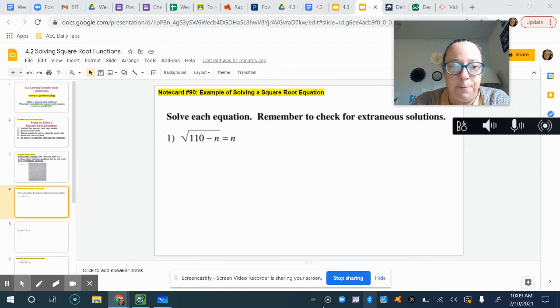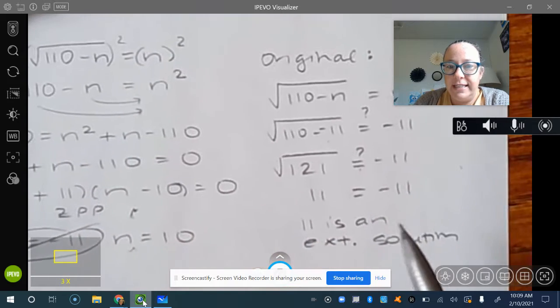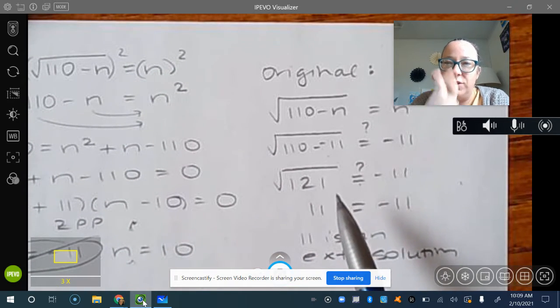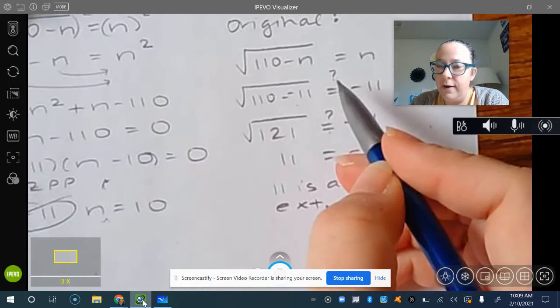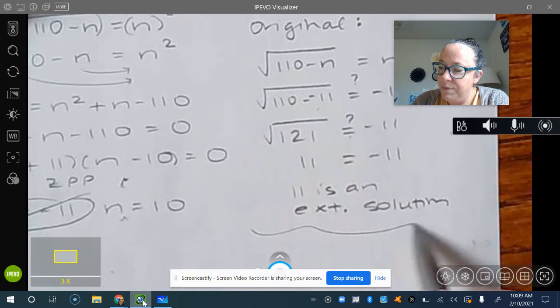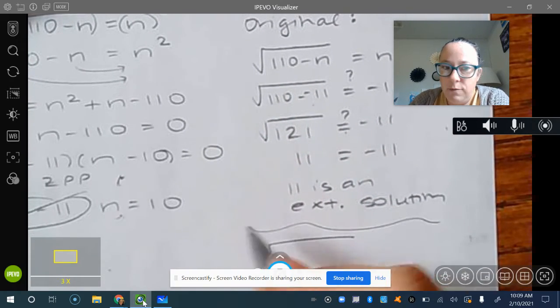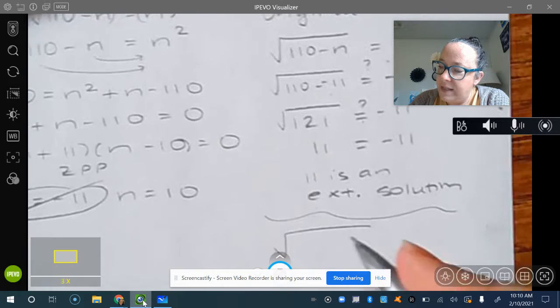So anyway, we were right about to finish Note Card 90 example. We had just checked 11 and it didn't work, and I was going over how to check 10. So this is where I checked 11 in the original, and now I'm going to check 10, which is the other one we got, into the original.